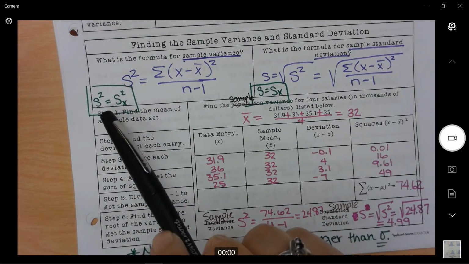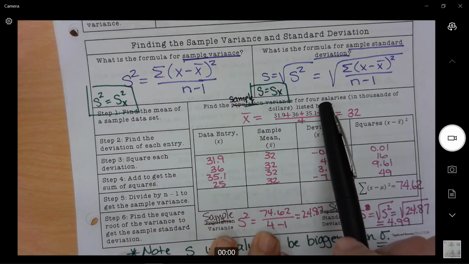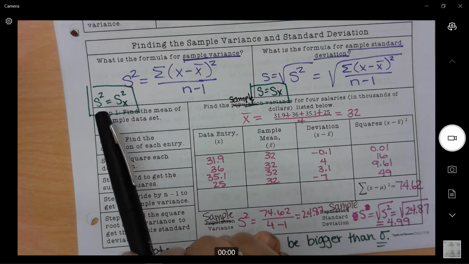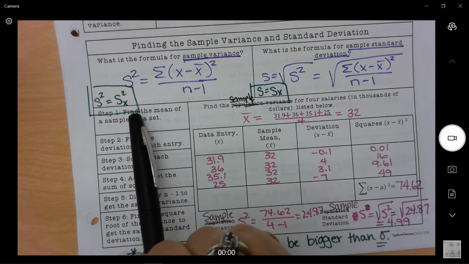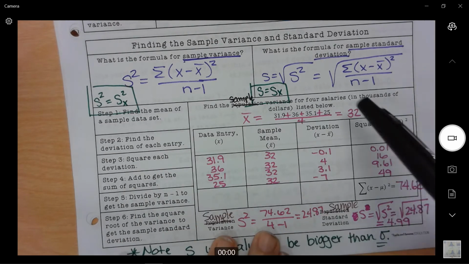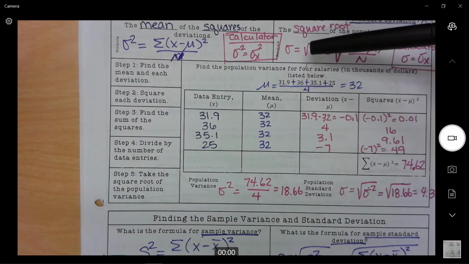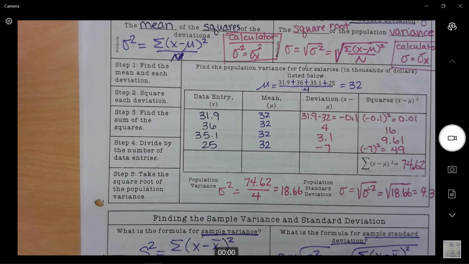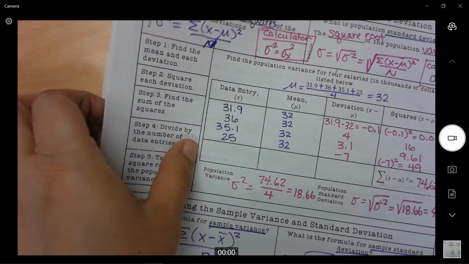Now, in your calculator on the TI Inspire, again, you will only see the SX for sample standard deviation. To get the variance, you have to use the var key, square it. So again, population, sigma squared, sigma, sample, S squared, okay?